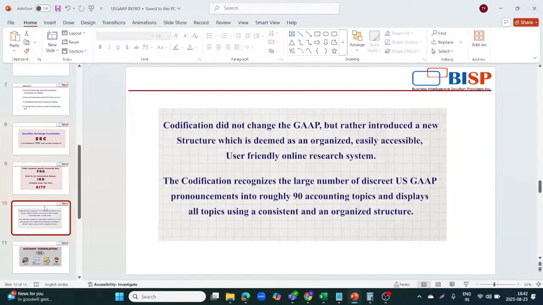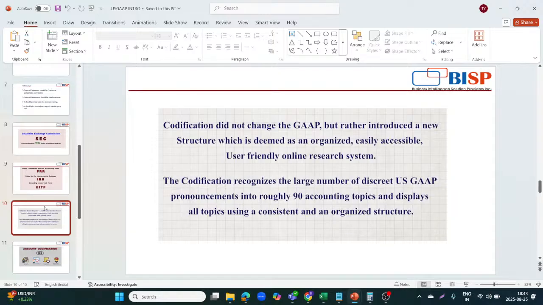Now, why codification? Again and again I am using the term ASC, that is Accounting Standards Codification. Why were codifications introduced? Codification did not change the GAAP, but rather introduced a new structure which is deemed an organized, easily accessible, user-friendly online research system. Standard-setting bodies released various standards, so it was very complicated for users, or you can say investors and creditors.